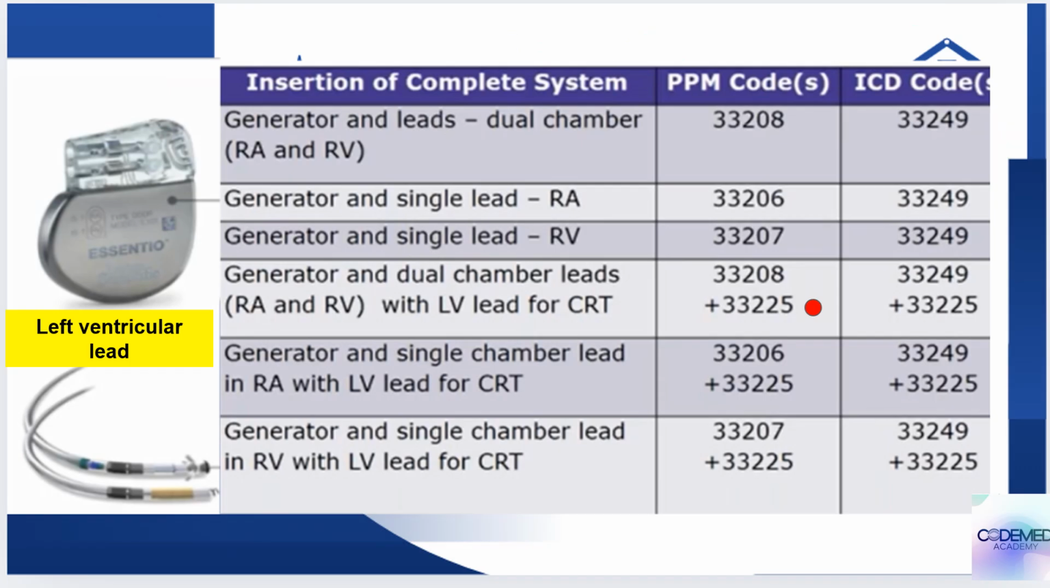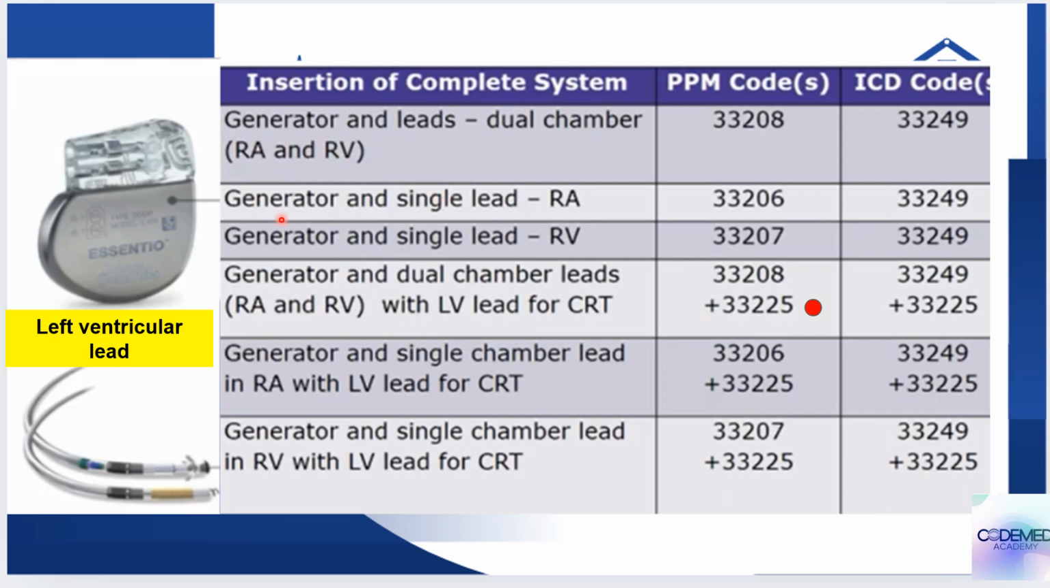This is the table for insertion of the complete system, and if you study the table carefully you will realize that the first code, 33208, talks about generator and leads, dual chamber, that is a right atrium and a right ventricle.